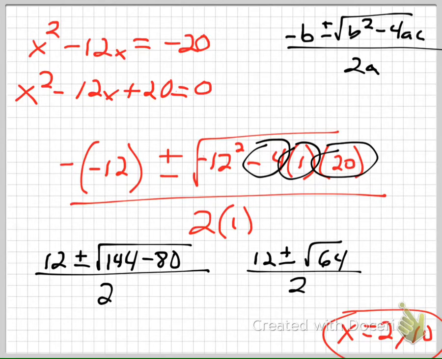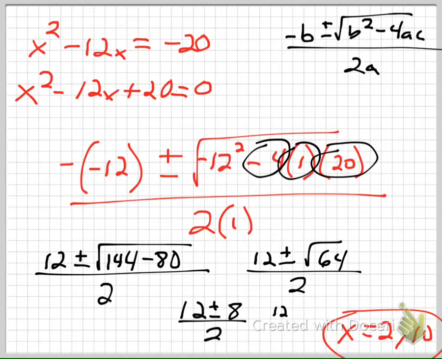What is the square root of 64? 8. 12 plus or minus 8 over 2. Now there's two answers here, right? First of all, notice this. When we solved our discriminant, what do we end up with? Steph, come on. What was our discriminant? No. What is our discriminant? 64, right? The discriminant inside there, b squared minus 4ac, ended up being 64. That's a positive number, right? Therefore, how many solutions are we going to end up with? 2.